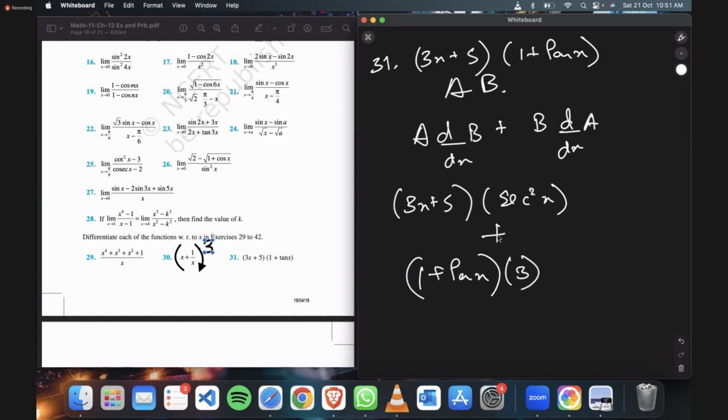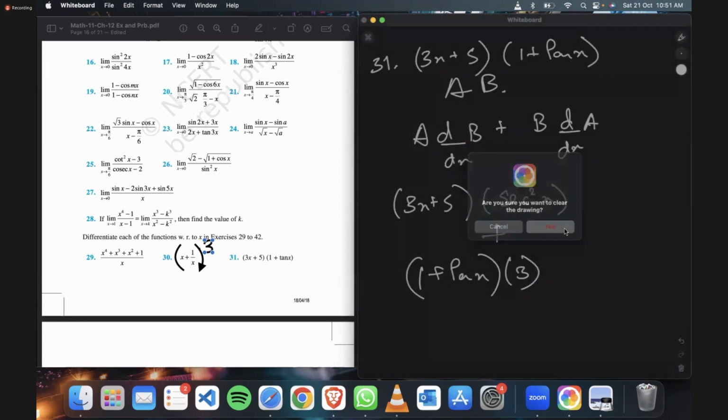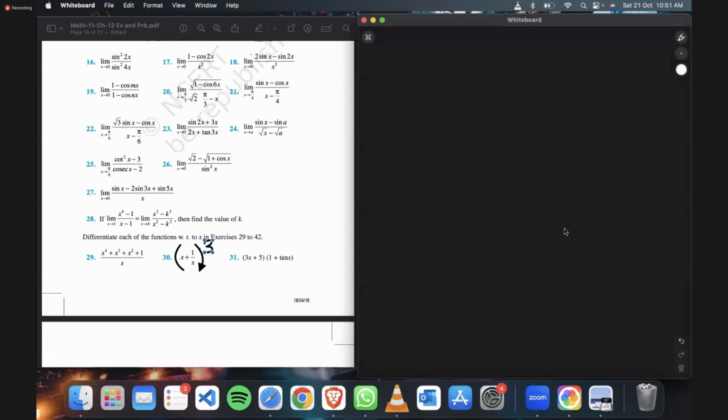So now you see, this is the easier one. You don't have to first multiply the whole thing out and then also apply the chain rule when differentiating 3x tan x. So this is the better method. Okay, let's move on and see what's next.